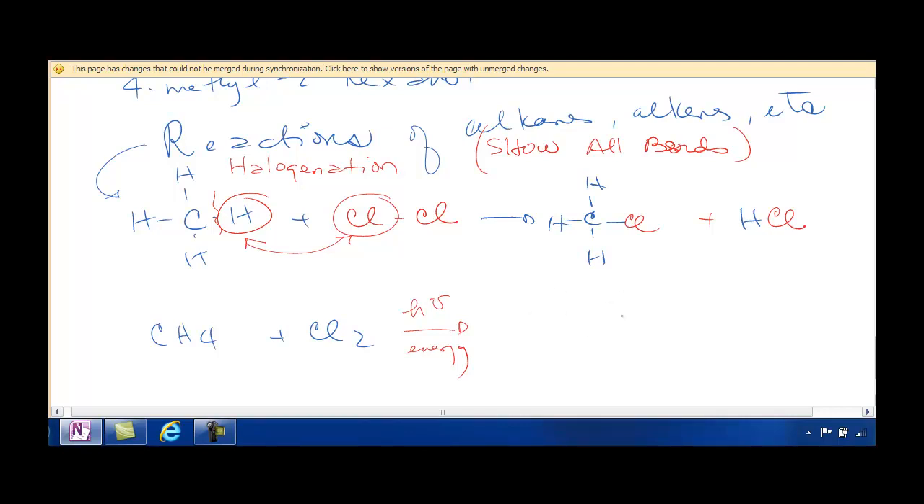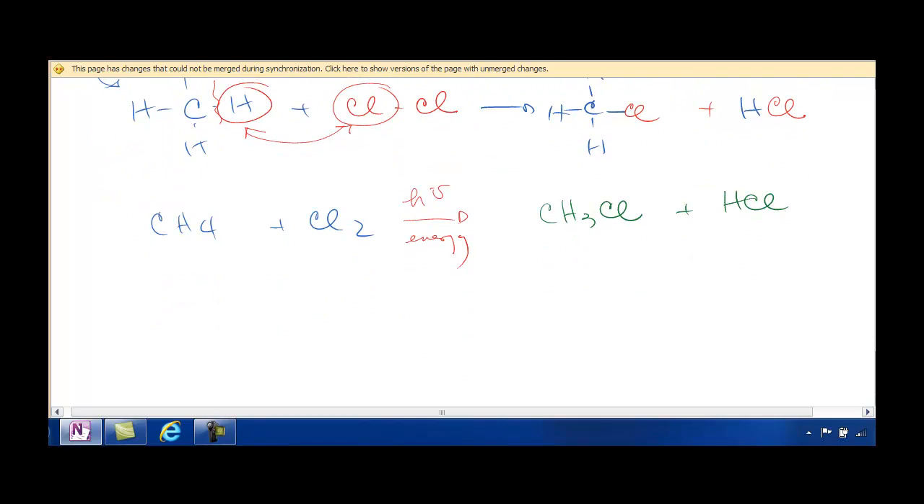How would you condense this? What do you write here? CH3Cl and HCl. Didn't mean green. Whatever. What about if I give you this? CH3CH3 and Br2 with some energy. What do you write?